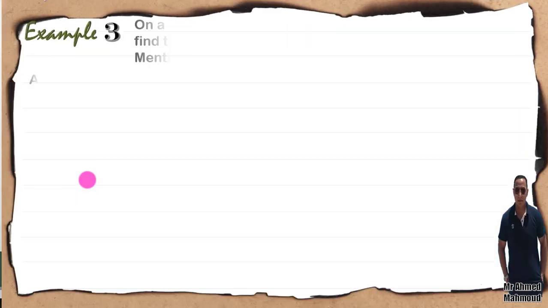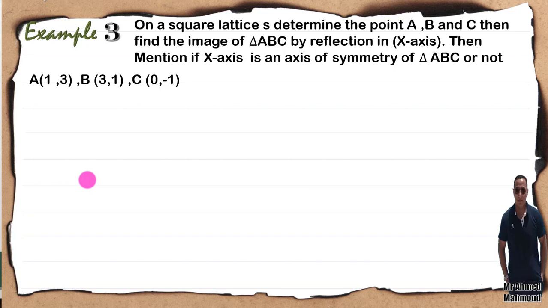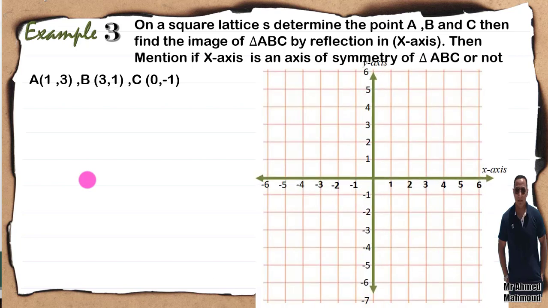Example. On the lattice, lattice means coordinate axes, x-axis and y-axis. Determine the points A, B and C, then find the image of triangle ABC by reflection in the x-axis, then mention if the x-axis is an axis of symmetry of the triangle or not. Here A is (1, 3), B is (3, 1), C is (0, -1).